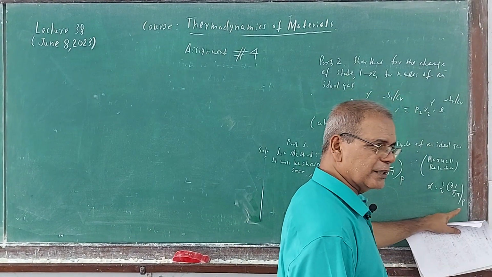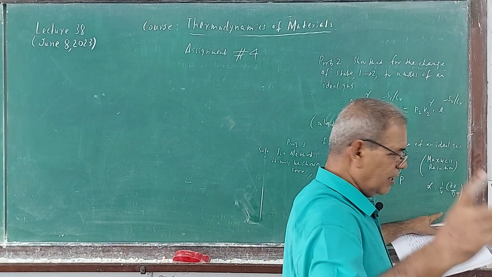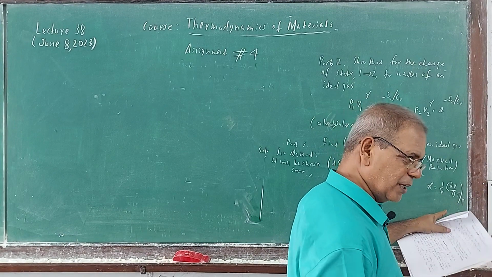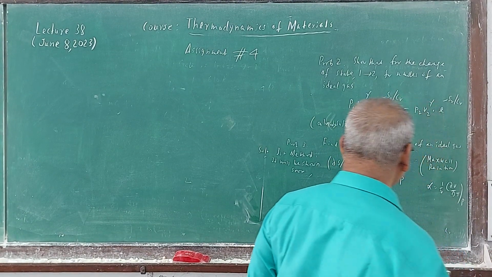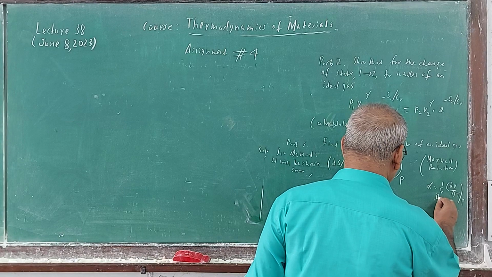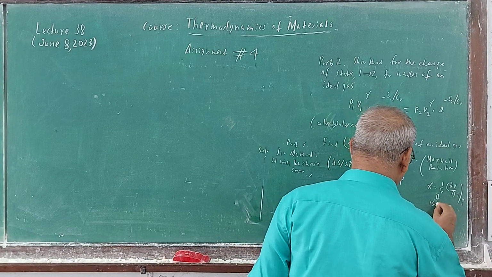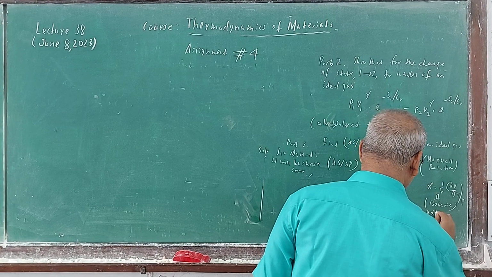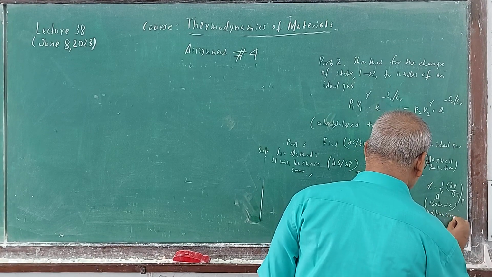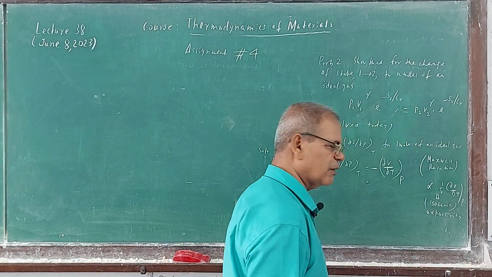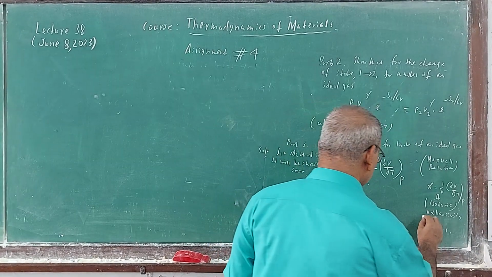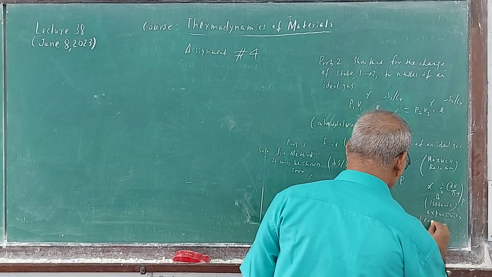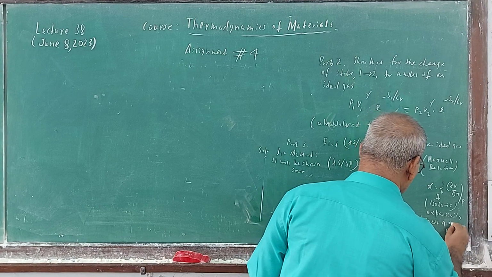So, and 1 by V. Okay? Like linear expansion, then surface, then volume. This is isobaric expansivity. Once more writing, isobaric because constant pressure. Isobaric expansivity means coefficient of expansion. In short, expansivity: coefficient of expansion.